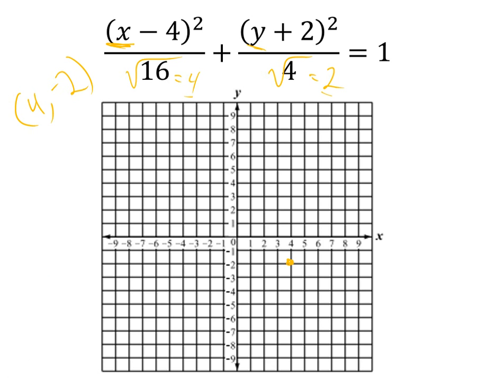So along the x, we move 4, which puts us back here and puts us up to here. And along the y-axis, we move up and down 2, 2, and 2. And then you just kind of curve it so that you get your basic ellipse shape. And so that is our ellipse that we have.